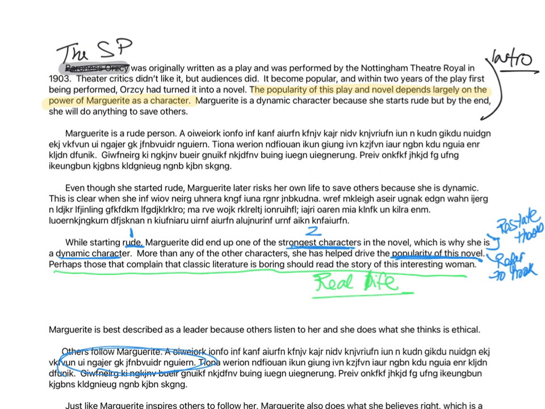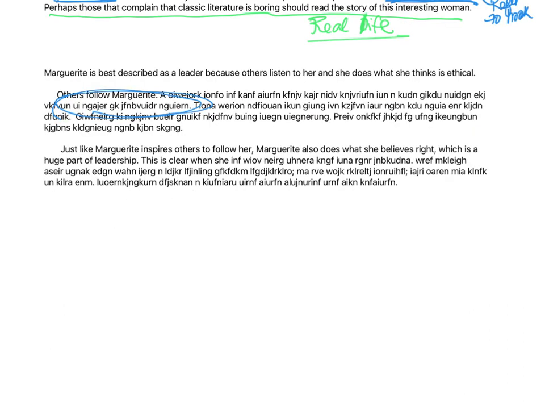So let's try taking our second pair of mock-up body paragraphs and let's see if we can repeat it again using a different type of hook. So this time we have Marguerite is best described as a leader because others listen to her and because she does what she thinks is ethical.